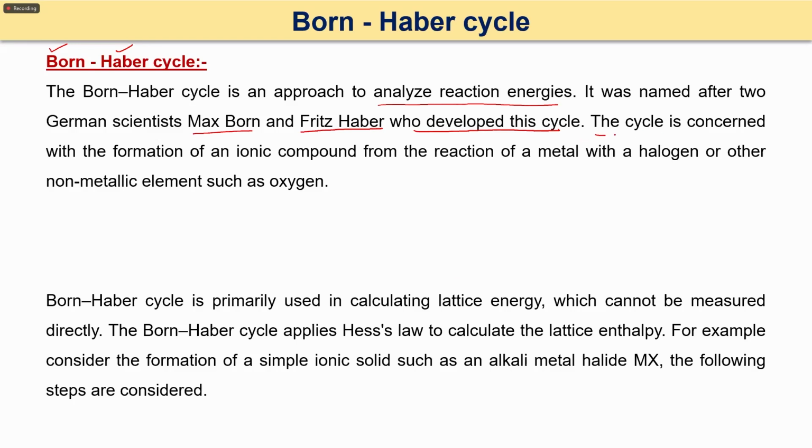This cycle is concerned with the formation of an ionic compound from the reaction of a metal with a halogen or other non-metallic elements such as oxygen. So the cycle is concerned with the formation of an ionic compound. We are trying to form an ionic compound by reacting a metal with a halogen, or other non-metallic elements such as oxygen.